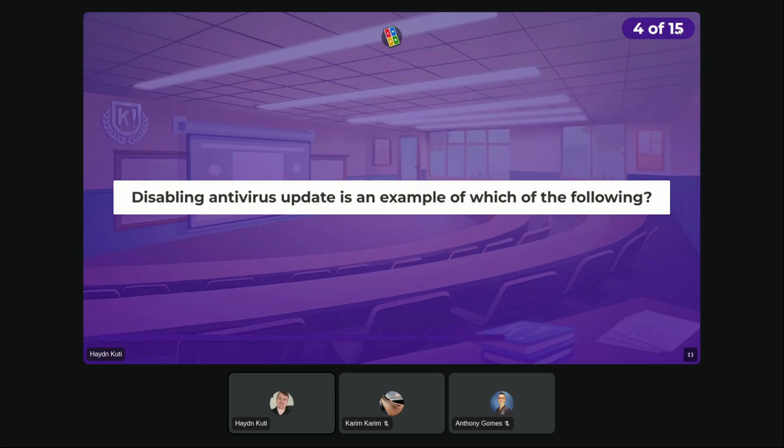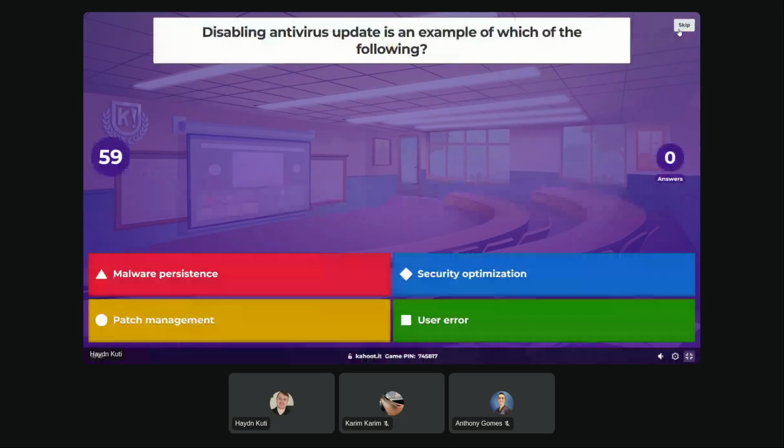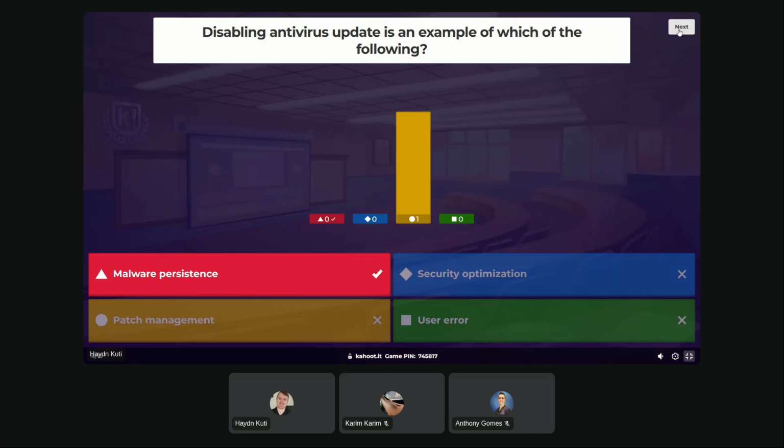Disabling antivirus update is an example of which of the following? Malware persistence, security optimization, patch management, user error. Also, Kareem, if you're having trouble doing the Kahoot at the same time, you can feel free to put your answers in the chat if you wanted to just guess and try. Yeah, this was persistent through disabling the antivirus to hide its presence.